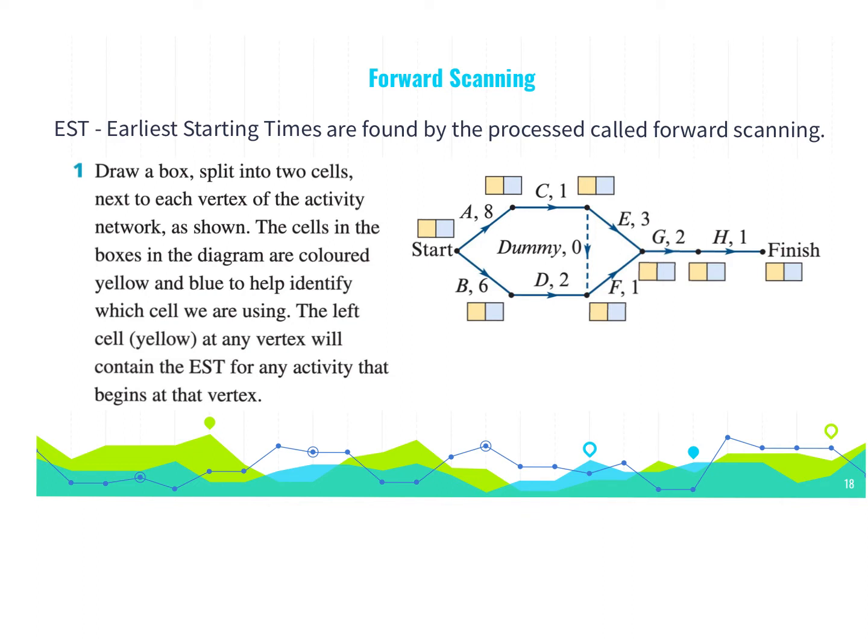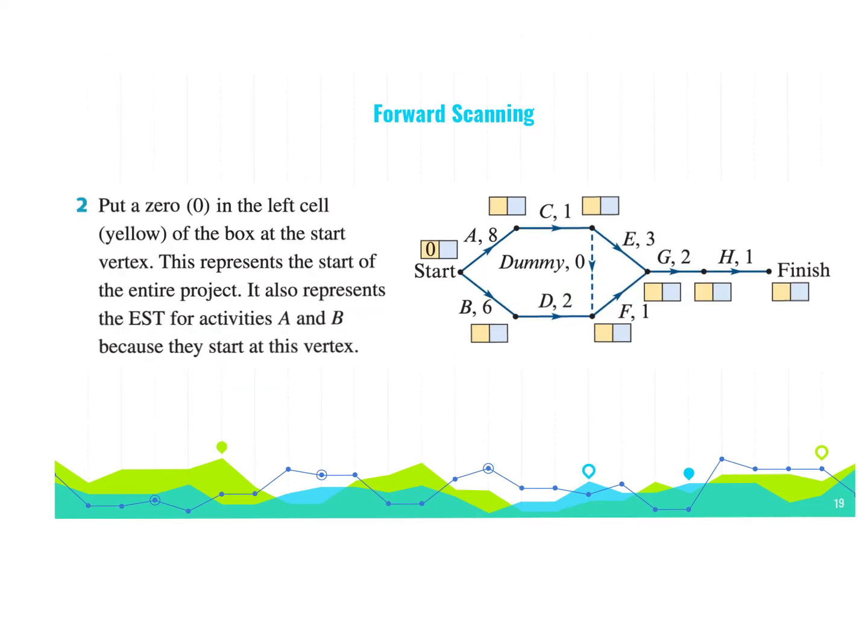So this is the activity that we got here. Remember, the dummy network means that C is an immediate predecessor to F. That's just a bit of revision. Okay, so we put a 0 in the starting box, yeah, and this means the start of the whole project is at time 0.